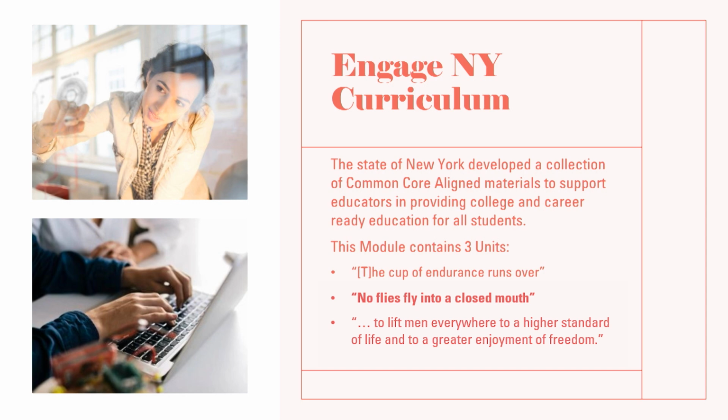As I told you in the last unit, this particular module contains 3 units. The first unit we already completed, which is The Cup of Endurance Runs Over, and that was looking at Martin Luther King's letter from Birmingham Jail. This unit, the title of it is No Flies Fly into a Closed Mouth, and we are looking at a new text called A Genetics of Justice by Julia Alvarez. And then our next unit will be To Lift Men Everywhere to a Higher Standard of Life and to a Greater Enjoyment of Freedom. That is going to be the last unit in this module.